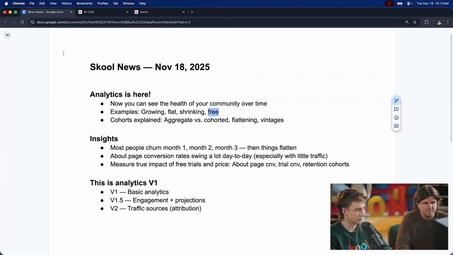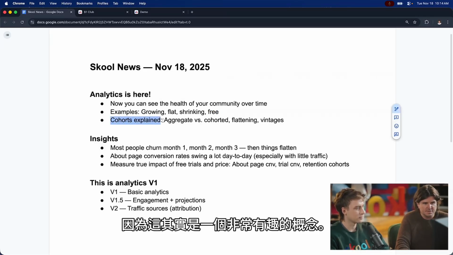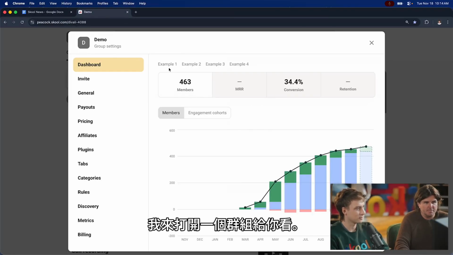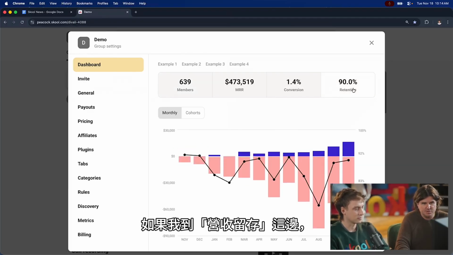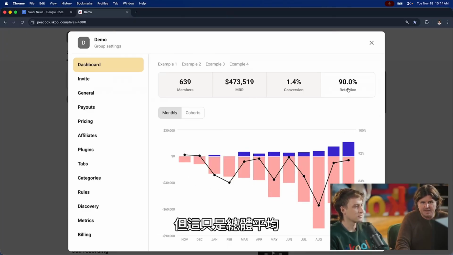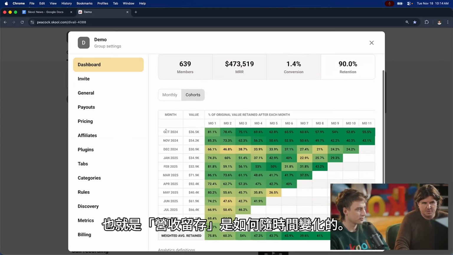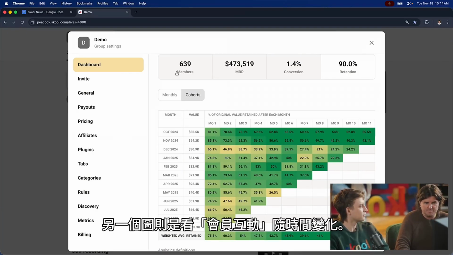Now, let's explain cohorts a little bit, because this is a super interesting thing. So basically, I'll pull up a group. Here, if I go to revenue retention, I can see it's 90%. But this is the aggregate. But then we can see it cohorted here. So how much revenue was retained over time? The other one looks at how many users were engaged over time.